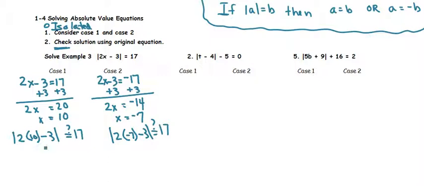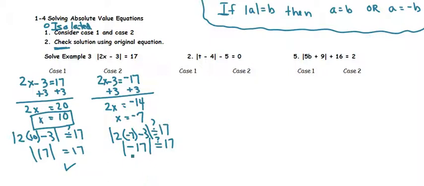Well, 2 times 10 is 20 minus 3. The absolute value of a positive 17 is in fact 17, so that solution x equals 10 checks. Now in the second case, we take 2 times negative 7, so we have negative 14 minus 3. That would be negative 17. Taking the absolute value of negative 17, will that result in a positive 17? The absolute value of a negative is in fact positive, so in the second case we also have a check. We therefore have, in this case, two different solutions for the value x, 10 or negative 7.